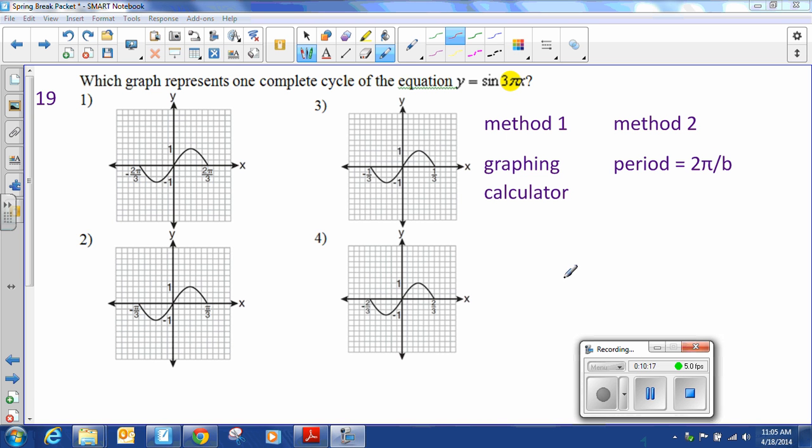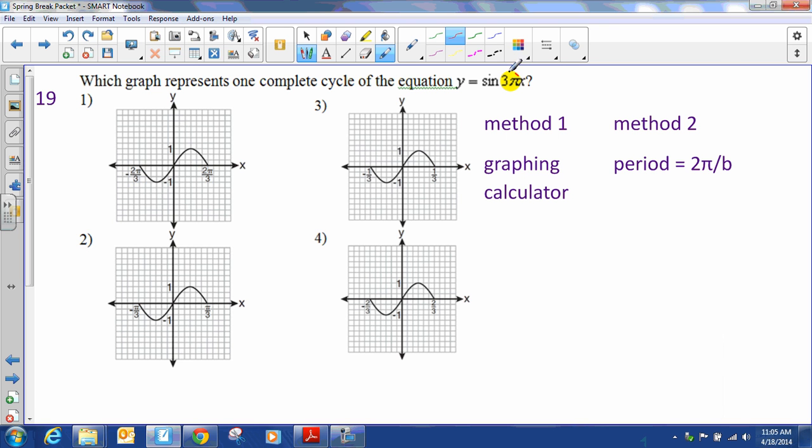The second method is to calculate the period. You have period equals 2 pi over b, which needs to be memorized. Now b is the coefficient of the variable, so it's 3 pi. So it's really 2 pi over 3 pi. And once you get your period, that is basically the interval of the x value for a complete sine function to occur, basically. So you'll have to just carefully look at all of your graph options.